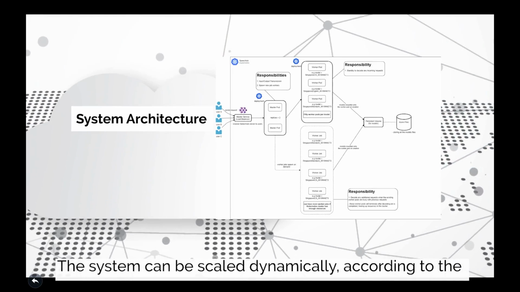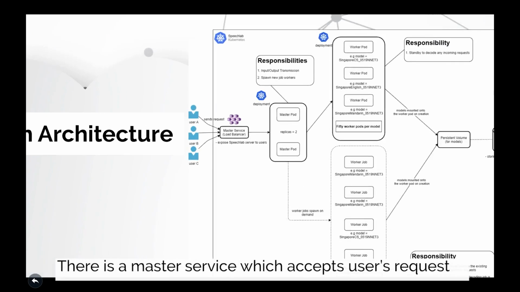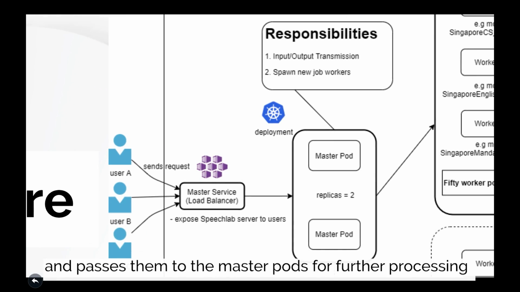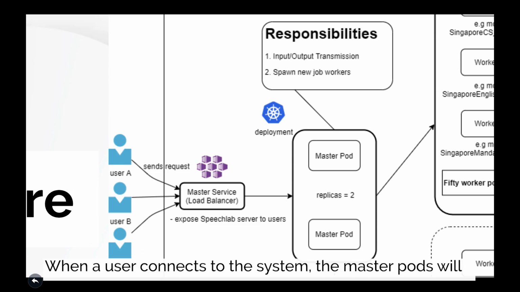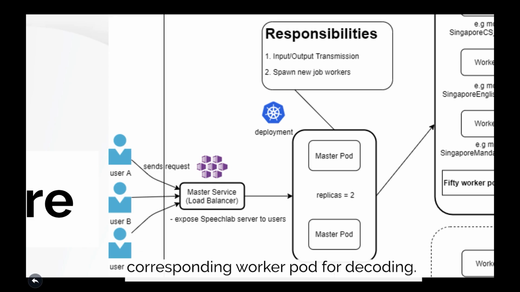A robust system architecture is designed to handle high workload. The system can be scaled dynamically according to the number of user requests. There's a master service which accepts users' requests and passes them to the master pods for further processing. When a user connects to the system, the master pods will take in the user's audio input and transmit them to the corresponding worker pod for decoding.